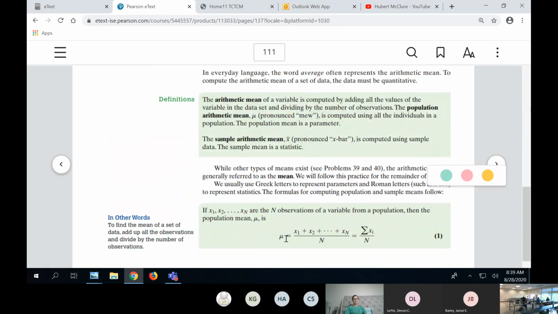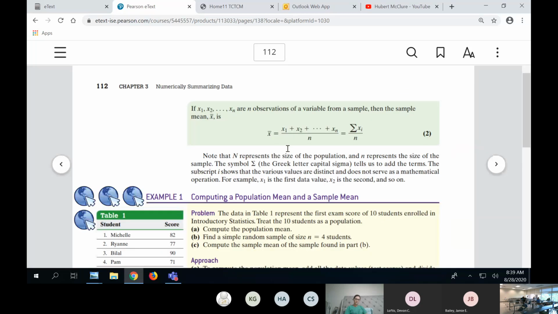You add up all your test grades and you divide by the number of test grades. Mu means population, because that's a Greek letter. Mu is M-E-W, mu. That funny looking M is the Greek letter mu. If I decided to do it by the sample, it would be X bar. So X bar is the sample, and mu is the population. Is the formula the same? Yes. Okay.